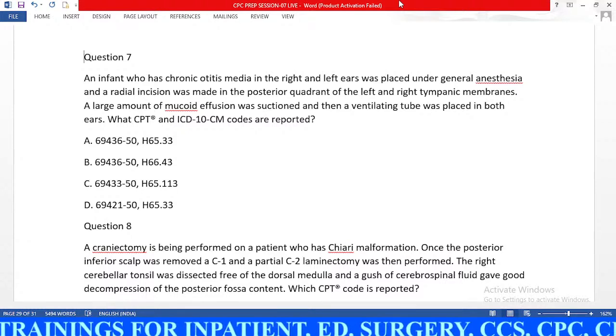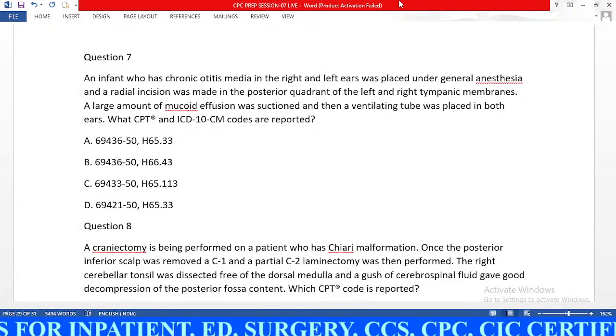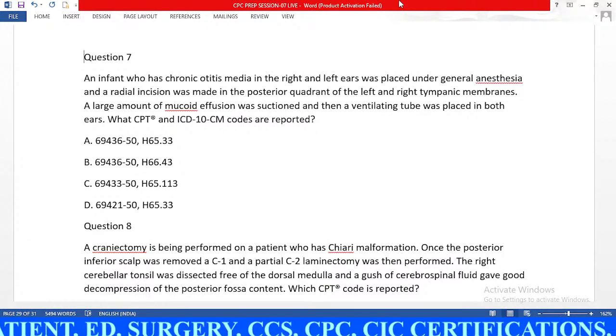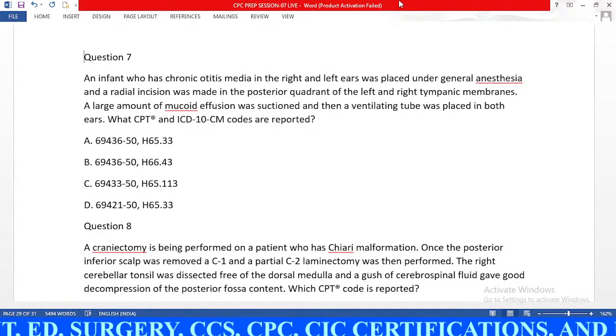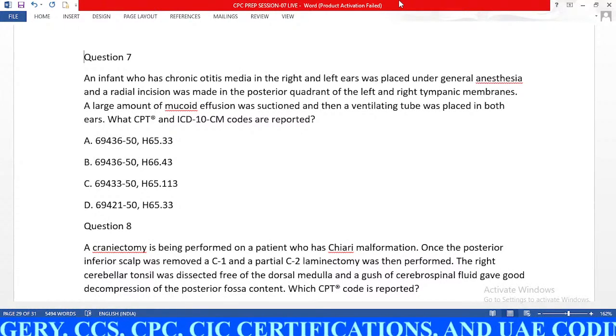Guys, this session is not only useful for the CPC aspirants, this session is useful for the people who are trying to enter into the surgery field. This is very useful. So you can encourage your friends to attend these sessions.